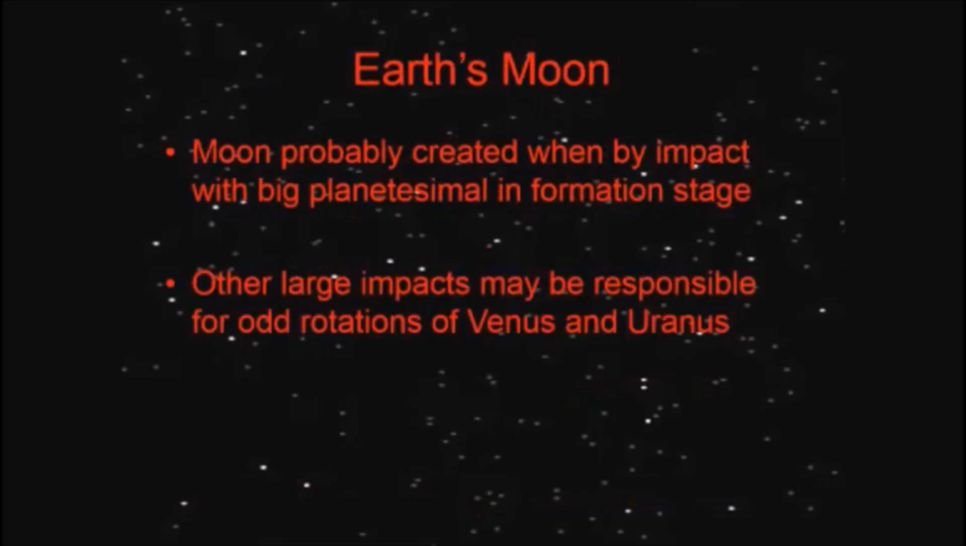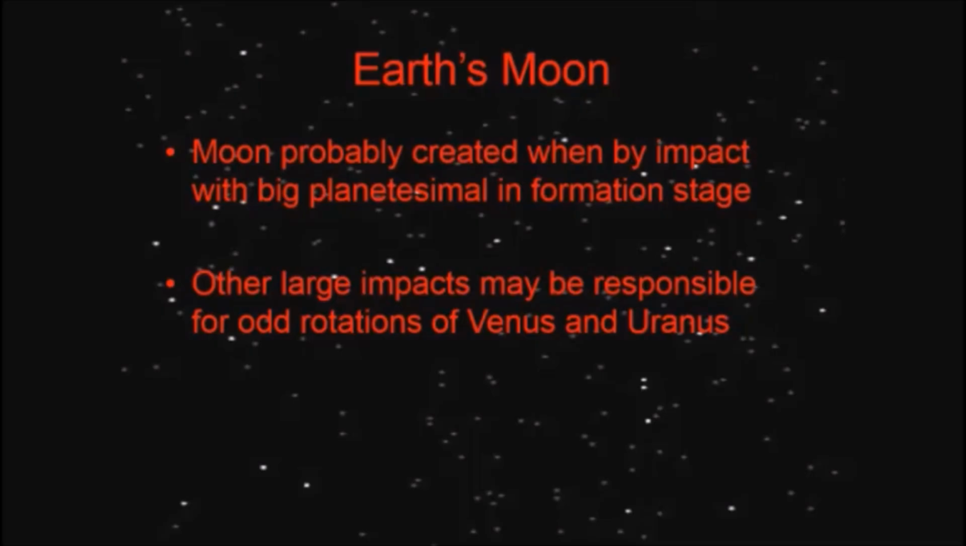As we mentioned, Earth's moon is relatively big compared to the rest of the terrestrial planets, which have either very small or no moons at all in most cases. The moon was probably created very early on in the Earth's formation, when a large body hit the Earth and spun off, taking a big chunk of the Earth with it. So it was probably formed by an impact with a big planetesimal, and that formed our moon.